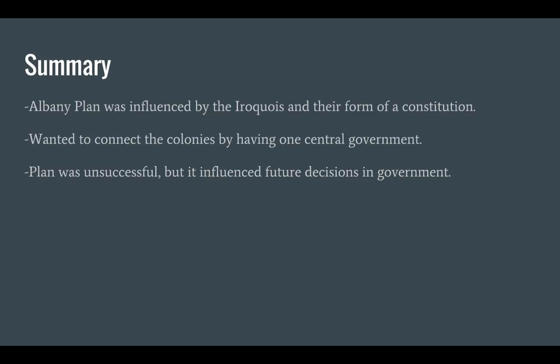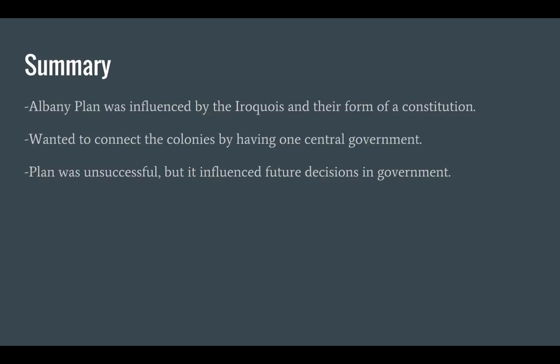So a summary of this plan: the Albany Plan was influenced by this group of Native Americans and their form of constitution. They not only wanted to connect the colonies by having one central government, they wanted them to look more like a power. The plan was unsuccessful, but it also influenced future decisions made in government, like the Articles of Confederation, which is something we will talk about in the future.